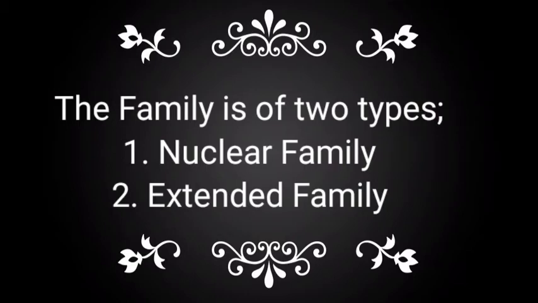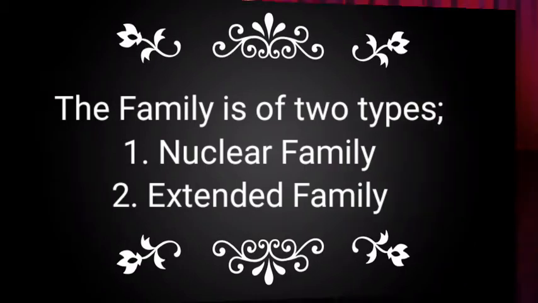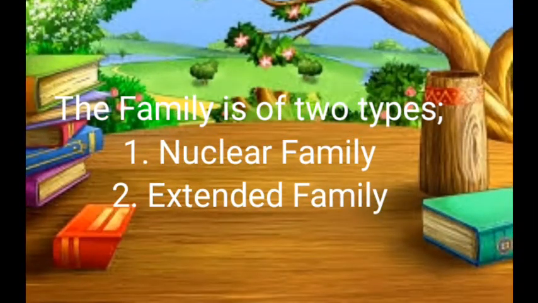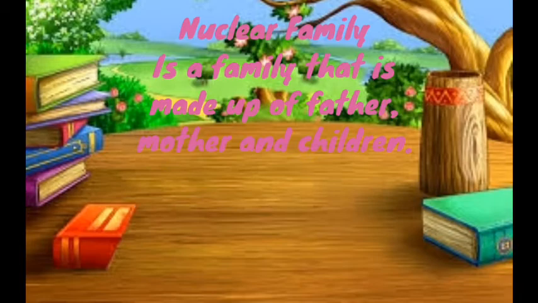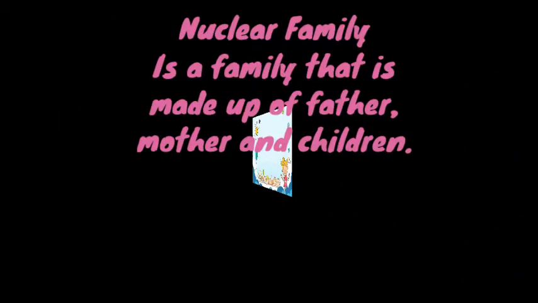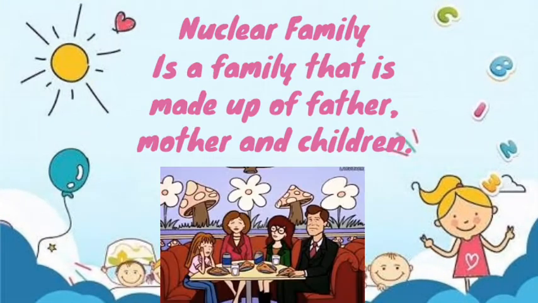Now let's look at the types of family. We have the nuclear family and the extended family. Now, what is the nuclear family? Do you have an idea what the nuclear family is? Now, let's look at it together. The nuclear family is a family that is made up of father, mother, and children. So we can say the nuclear family is a small family that is made up of parents and children. And when we say parents, we're talking about the father and mother.